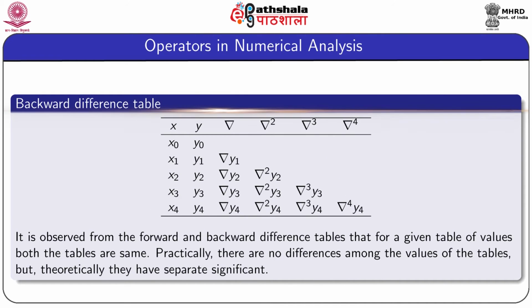Like the forward difference table, we can generate the backward difference table. In this table, the first column represents the arguments, the values of x, the second column represents the values of y, the third column represents all first order backward differences, the fourth column represents all second order backward differences, and so on. This table is also known as the backward difference table or horizontal table.